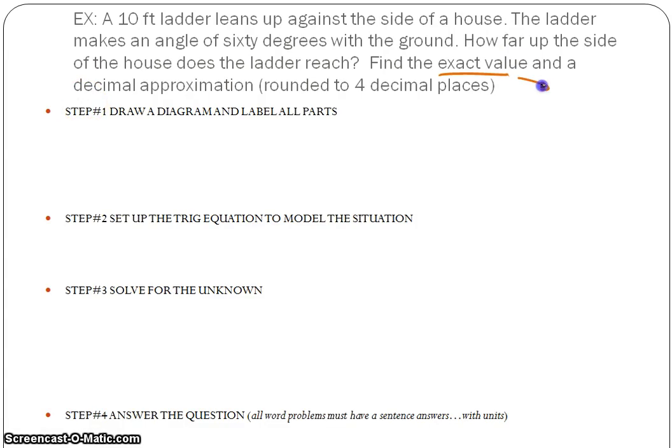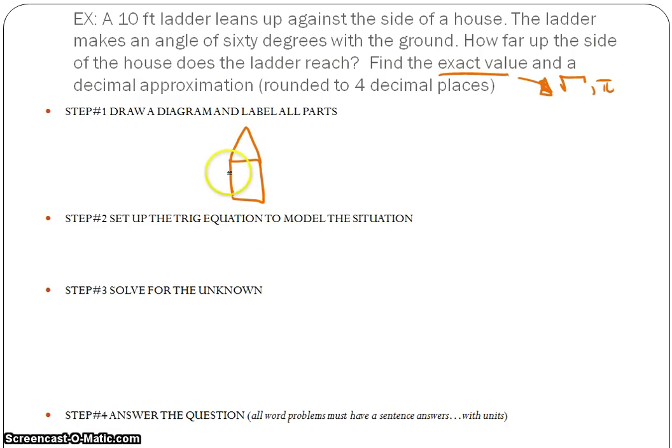So when you see exact value, that is a hint that we're not going to be using your calculator, and this can be solved using the unit circle or one of the special triangles. So exact value usually means like square roots, and pi's will be in your answer. Okay, so step 1, we are going to draw a diagram. And for word problems, I do expect that you draw diagrams.